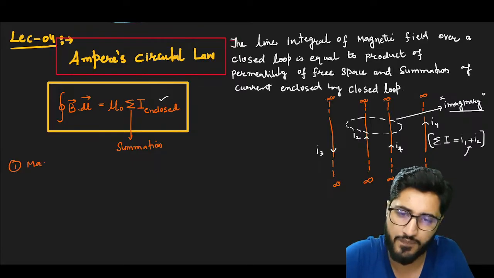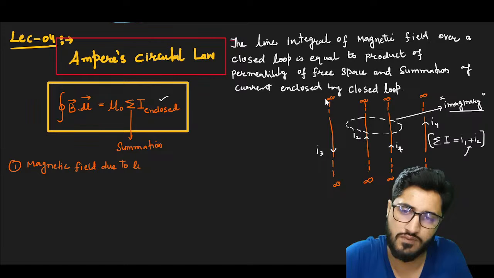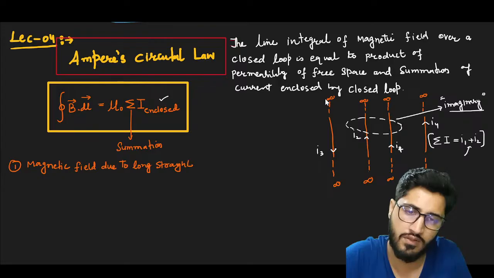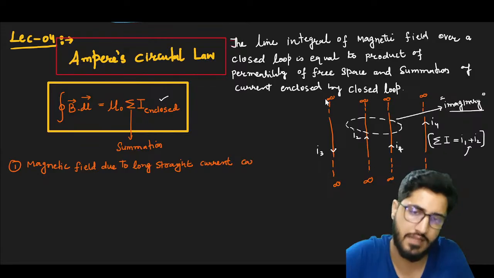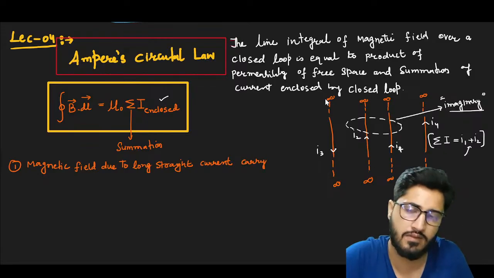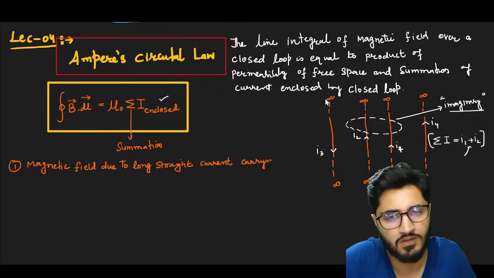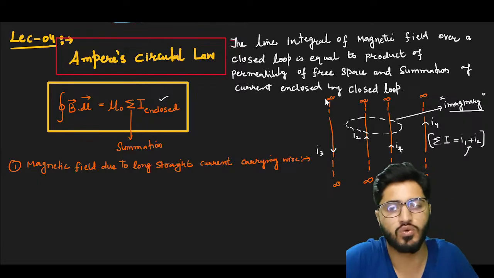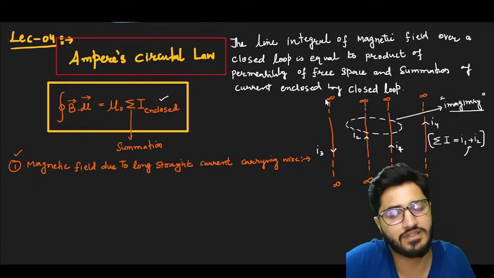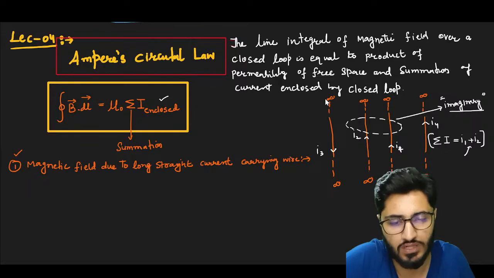I will write magnetic field due to a long straight current carrying wire. First application. And you know that we had discussed this particular part with the Biot-Savart Law also, and my answer was mu naught I by 2 pi r.